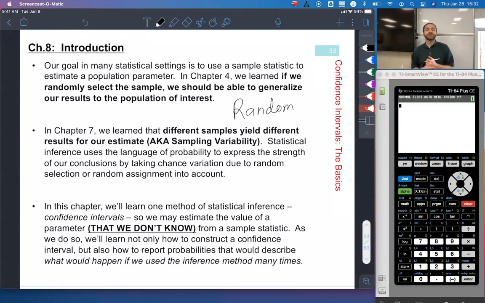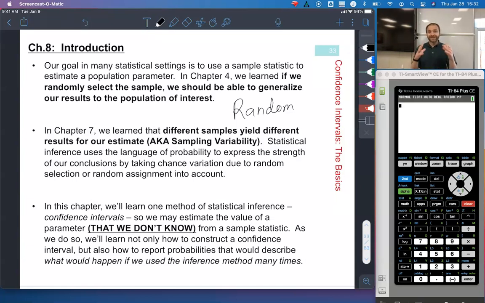In Chapter 7, we learned that different samples yield different results for our estimate. And that was sampling variability. So remember, when you increase your sample size, you decrease your sampling variability. If you decrease your sample size, you increase your variability. And statistical inference uses this language of probability to express the strength of our conclusions. And remember, we had our ideas of independence and normality in there for Chapter 7 as well. A couple other things to keep in mind with our conditions.